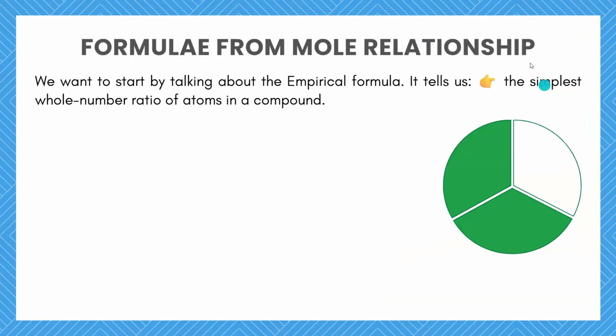We want to start by talking about the empirical formula, which is one of the formulas that can be derived from the mole relationship. Empirical formula. What does it do? It's a formula that tells us the simplest whole number ratio of atoms in a compound. What does that even mean?